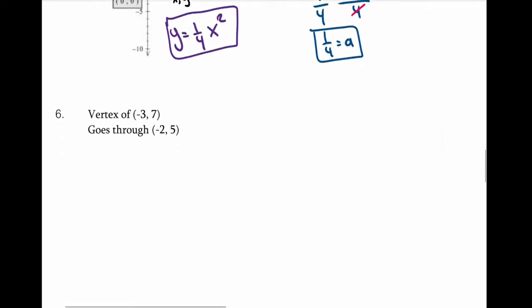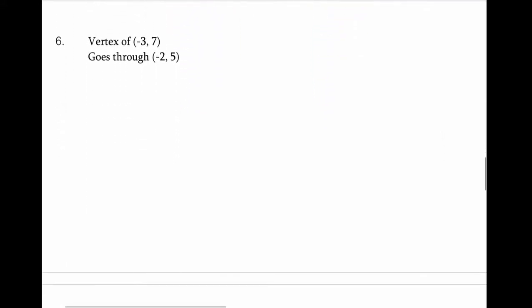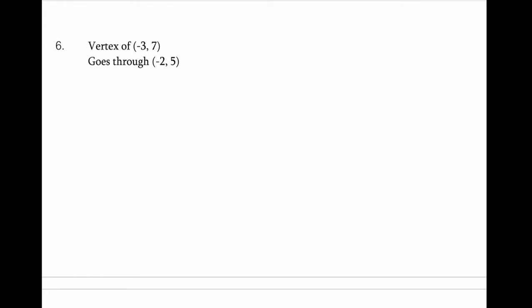Number 6 is the same idea, except now we're not given a graph at all. We're just told the vertex, negative 3, 7, which tells me h is negative 3, k is 7, and it tells me that this quadratic goes through the point negative 2, 5. Again, similar to the last one, even though we don't have a graph, we have a point which tells me an x and a y.